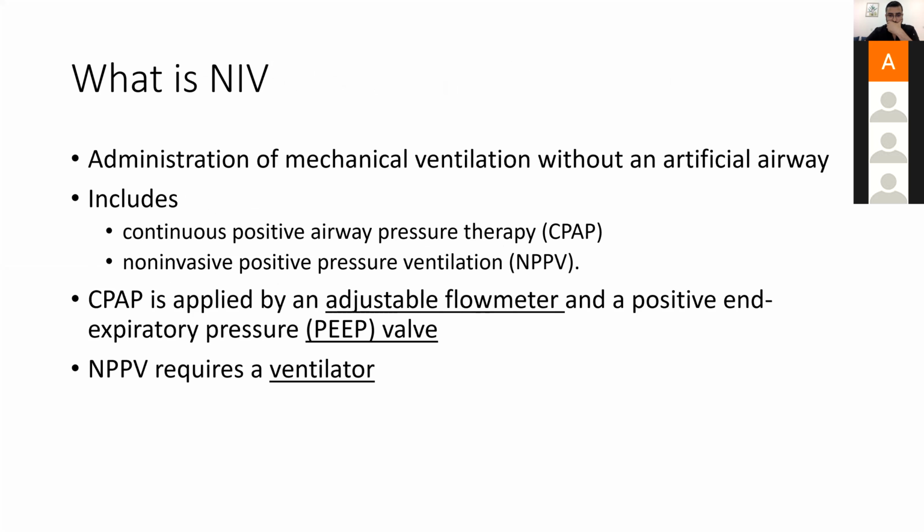Now, what is an NIV, or non-invasive ventilation? It's the administration of positive pressure ventilation without the artificial airway. So you don't have to put any airway inside the patient. And it includes the CPAP, or continuous positive airway pressure ventilation or therapy, and non-invasive positive pressure ventilation. CPAP is usually applied by an adjustable flow meter, like the small machines. Sometimes people can use them for obstructive sleep apnea, and positive end expiratory pressure, or PEEP valve. The valve will keep a positive pressure inside the lungs and the airways at the end of expiration. The non-invasive positive pressure ventilation requires a ventilator because it is more complex.